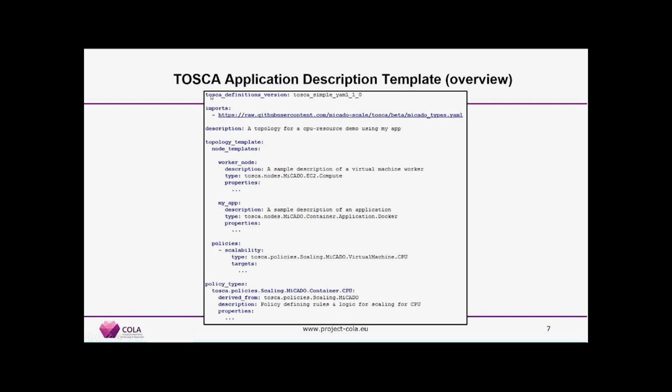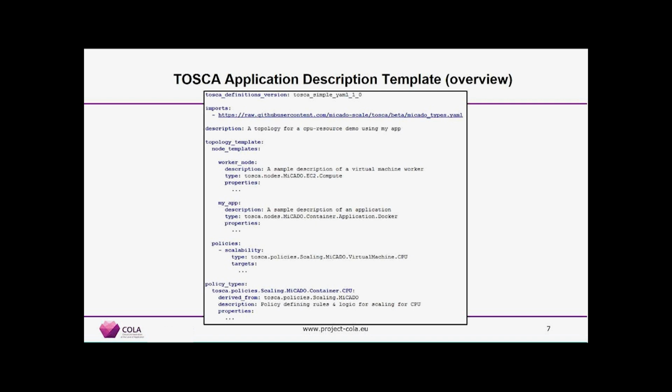So TOSCA ADTs always start with this top line up here, TOSCA definitions version, and this is the version we're using. I mentioned 1.0 or 1_0 in this case, and they always start with that. And for MiCADO, they must start with that version, because currently that's the only version we support. So when you're first building an ADT, very simple, your first line is right there for you.